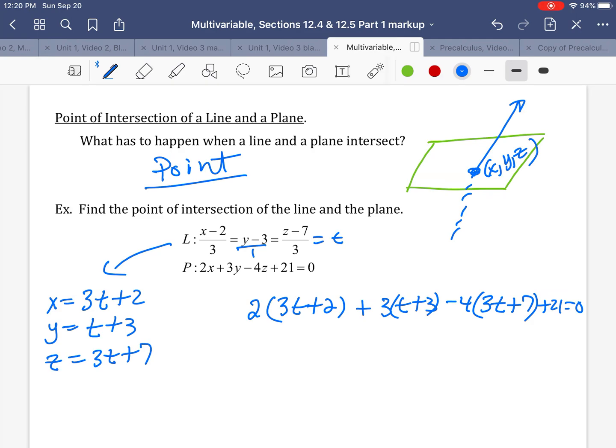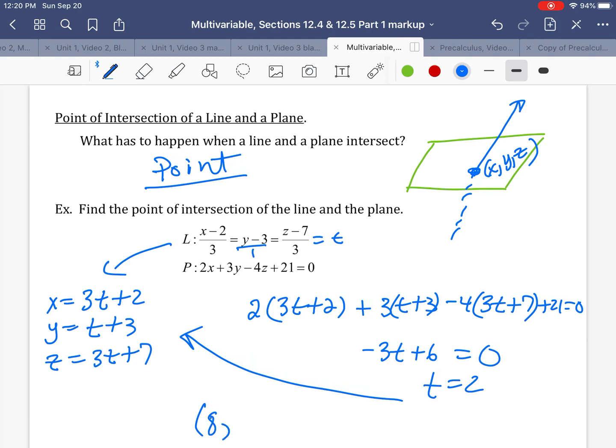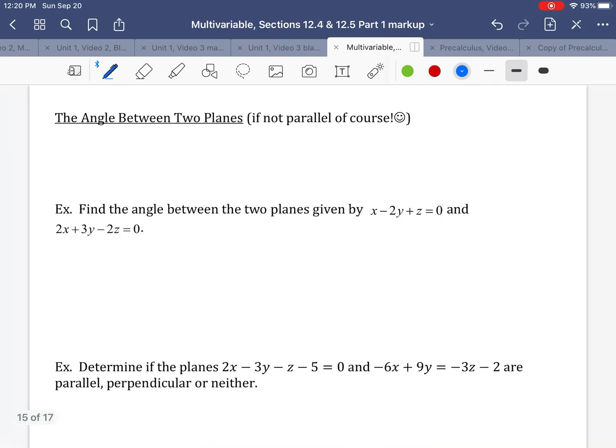All right, so when I multiplied this all out and simplified it down, I ended up with negative 3t plus 6 equals 0. And so t was 2. All right, so let's make sure I'm getting this right. Yep, so t is 2, so let's plug that back in here. So that means that x would be 6 plus 2, so 8. Y would be 2 plus 3, so 5. And z would be 6 plus 7, so 13. And there is my point of intersection. That's where they intersect.